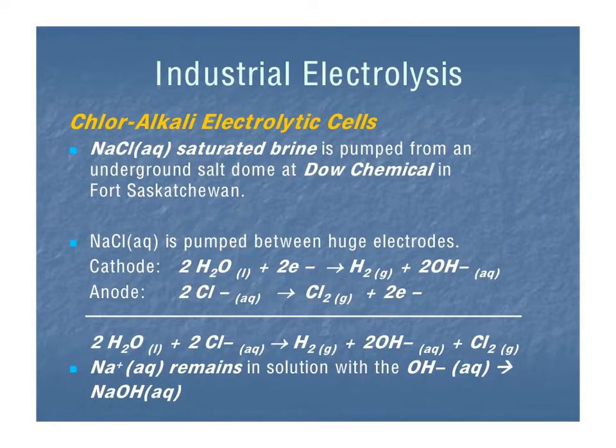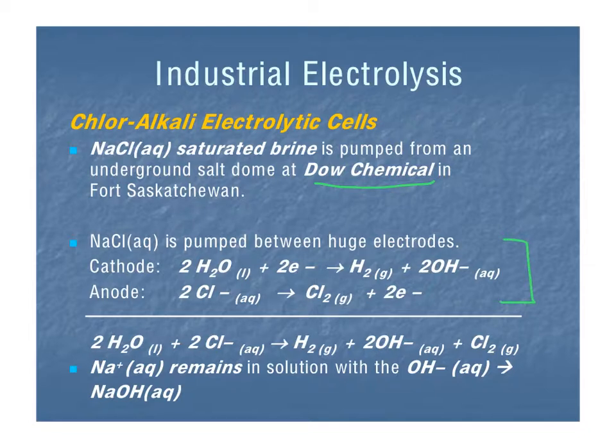Now, this chloride anomaly can actually be used in an industrial application. There's a company called Dow Chemicals outside of Fort Saskatchewan. They pump hot water deep into the ground into salt caverns, and they dissolve salt. And then they pump the brine, or sodium chloride in solution form, into reaction vessels where they apply electrical current.